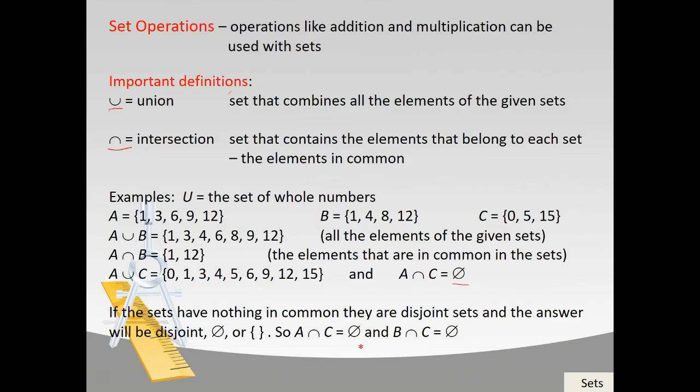If the sets have nothing in common, they are called disjoint sets, and the answer will either be the word disjoint, the symbol for empty set, or you can also use empty braces. So A in intersection with C was the empty set, and B in intersection with C is also the empty set.